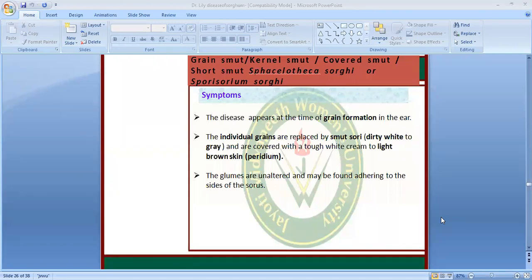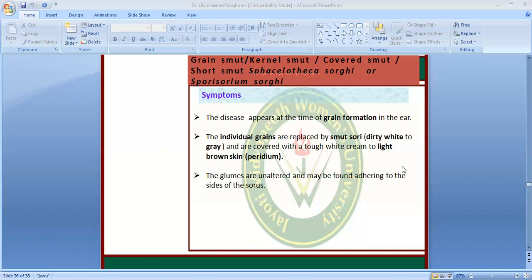Now, what are the main symptoms? The disease appears at the time of grain formation in the ear. The individual grains are replaced by smut sori. The color is dirty white to grey, and it is covered with a tough white cream to light brown skin. This skin is the peridium, or the covering of the smut spores. The glumes are unaltered and may be found adhering to the sides of the sorus.